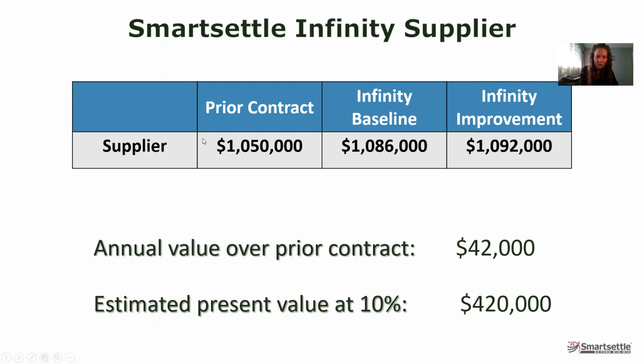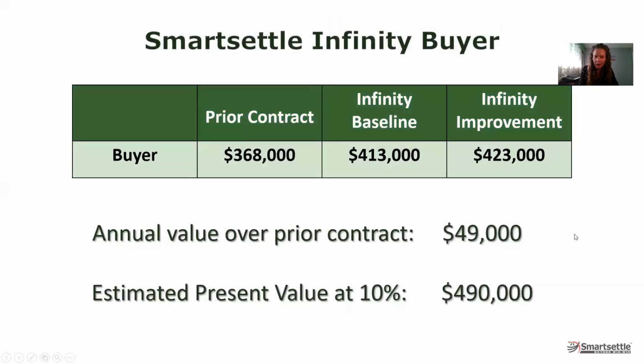So from the supplier's point of view, the prior contract was worth $1,050,000. The Infinity baseline took us to $1,086,000, and then the Infinity improvement took us to $1,092,000. And this represents an annual value of $42,000 over the prior contract. And again, Smartsettle Infinity strives to share that value as fairly as possible. So for the buyer, we had a similar number, a $49,000 value over the prior contract.